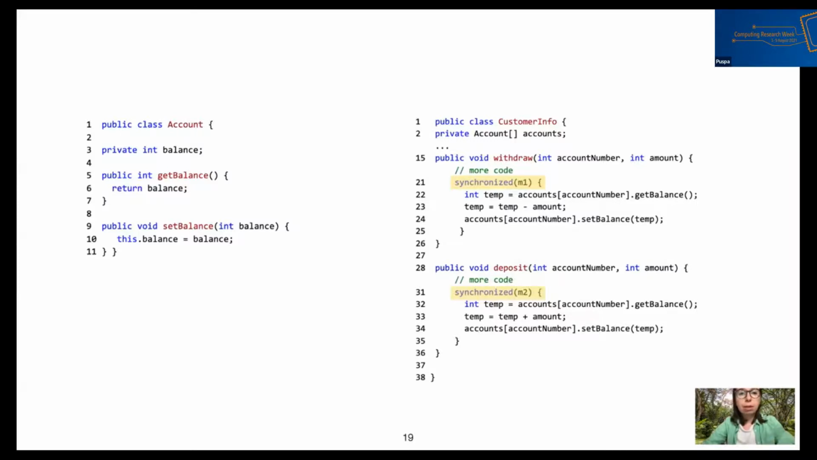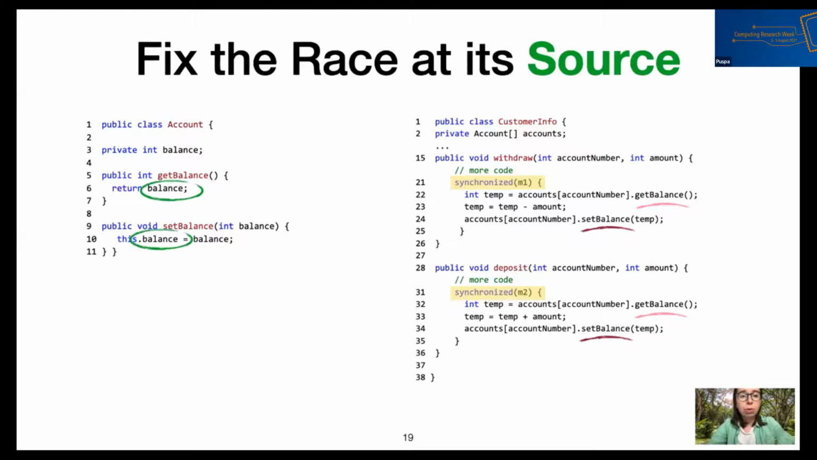We could generate yet another lock to govern over both methods and then do so for any other methods that call setBalance and getBalance, or we could dig a little bit deeper into this issue, and instead of fixing the bug where it manifests, we could fix it at its source, namely protect all the accesses to the balance field from the account class itself.